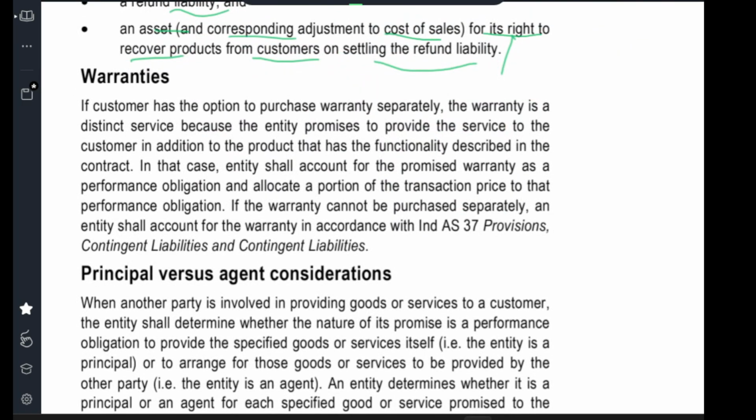Warranties. If a customer has the option to purchase a warranty separately, the warranty is a distinct service because the entity promised to provide a service to the customer in addition to the product described in the contract. For example, on Amazon, if you want to buy an electronic item that costs 400 rupees, they will give a 29 rupees warranty: if any electronic deficiency or problem happens in the next 1 year, we will refurbish the product, give you a refund, or provide free service. Such a warranty is an obligation for the company that you should account for.